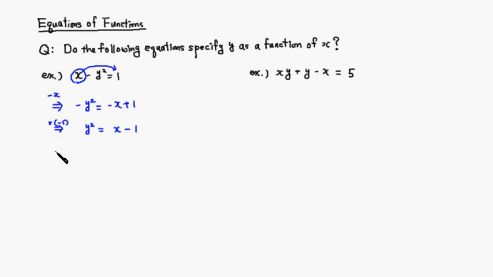Then we can get rid of this square by taking the square root of both sides. But we have to be careful. Whenever you take the square root of both sides, we have to consider the positive and the negative of the square root of x minus 1. So you notice that there are actually two different formulas, the positive version and the negative version. I'll note that there are two separate formulas.